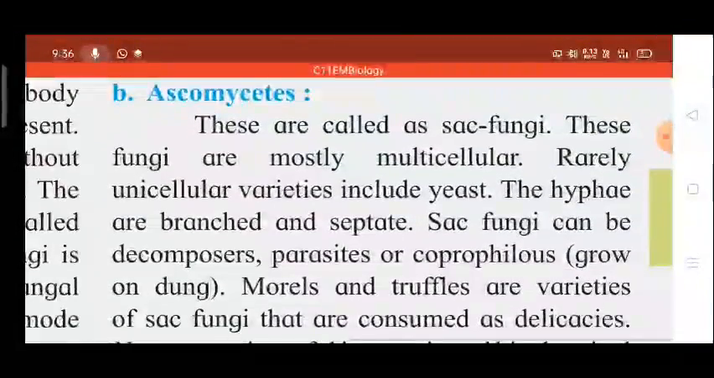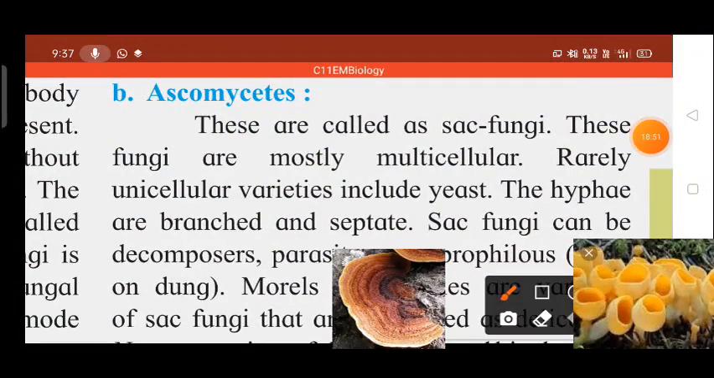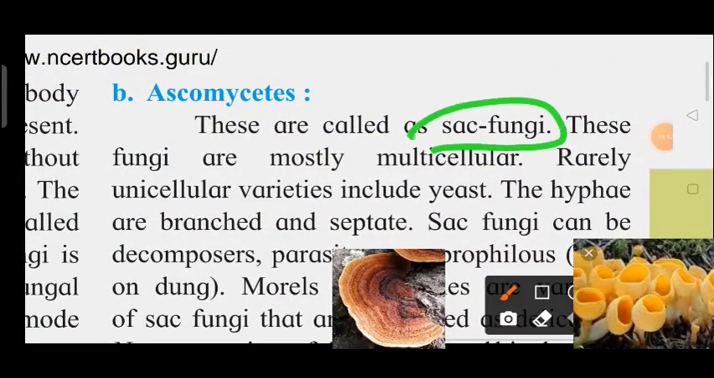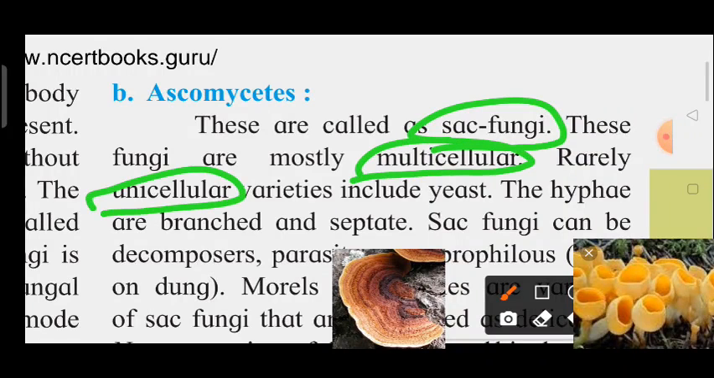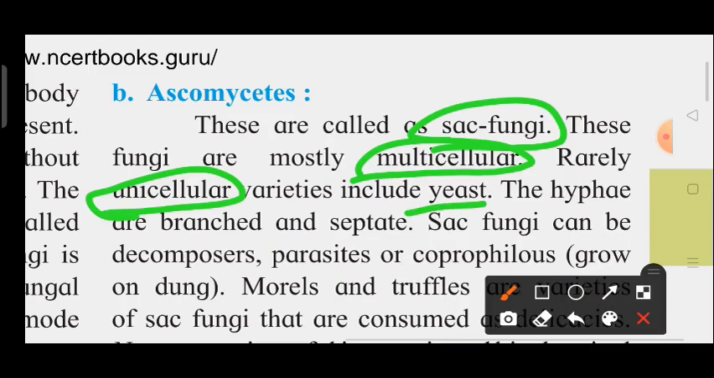Now about the ascomycetes. Ascomycetes are called sac fungi. These fungi are mostly multicellular, rarely unicellular, and they also include yeast. The hyphae are branched and septate.